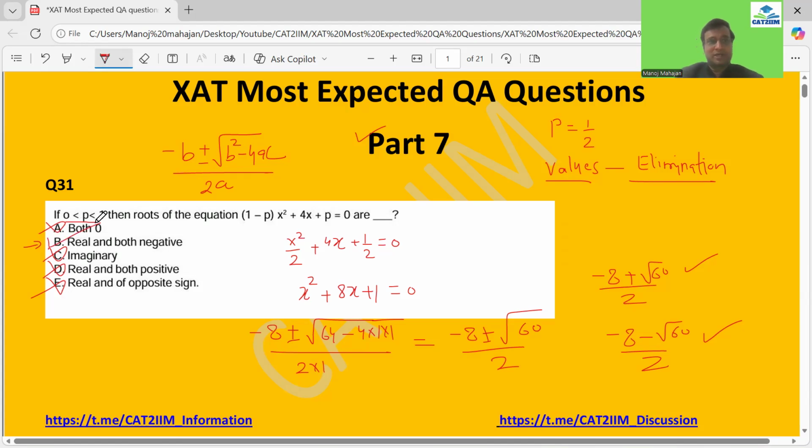Make sure that such kind of trick shortcuts you should be aware of so that you can answer such questions with ease.